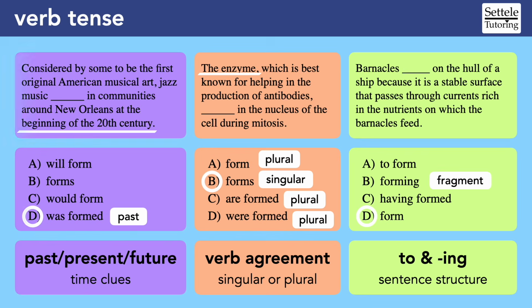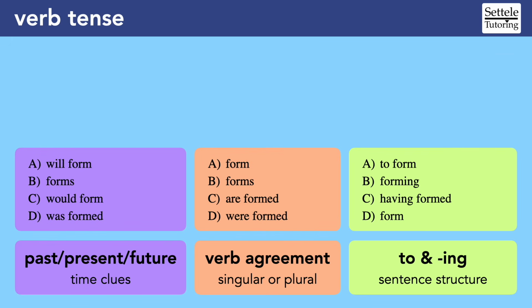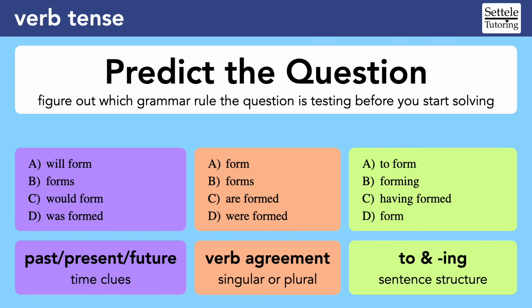I'm going to clear the board back to where we started. The goal for SAT grammar is that we should not need to look at the sentences at all to know which grammar rules are tested in a question. A quick glance at the answer choices should be enough that we can predict the question fairly confidently.